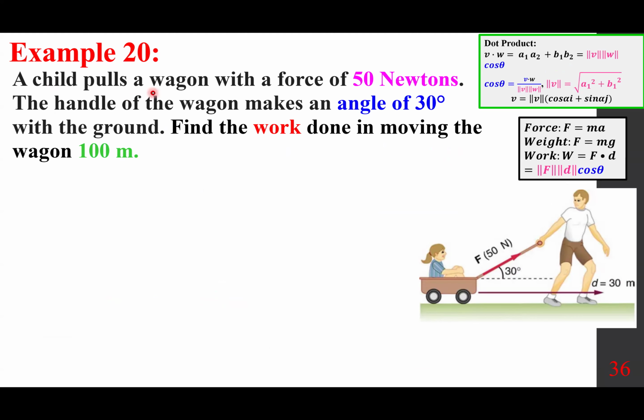All right. A child pulls a wagon with a force of 50 newtons. The handle makes an angle of 30 degrees with the ground. Okay, so going this way, the angle is 30 degrees. Find the work done in moving the wagon 100 meters. So what is given? The force is given as 50. The distance we cover is 100, and the angle is 30 degrees.